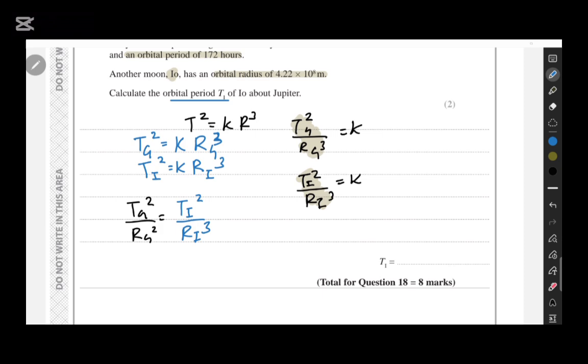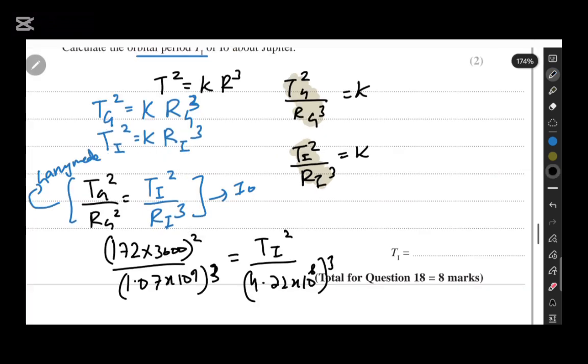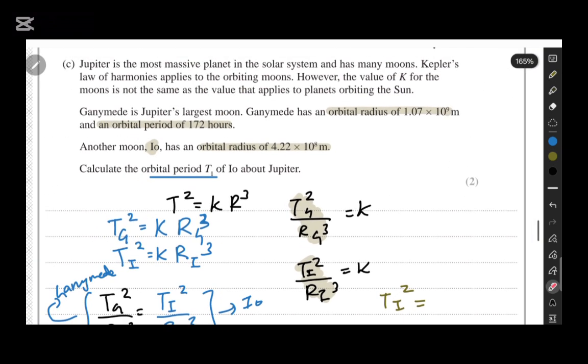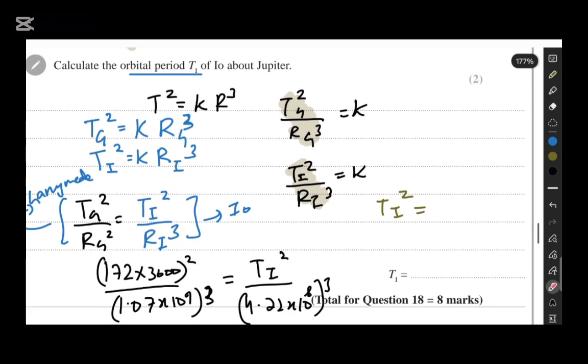Remember that this one is for Ganymede and that one is for I/O. And when I plug in the values, this is what I get. So let's find the time period of I/O squared. What's that equal to? And remember, the time period of Ganymede is given to us in hours, so I've multiplied it by 3600 to change it into seconds.